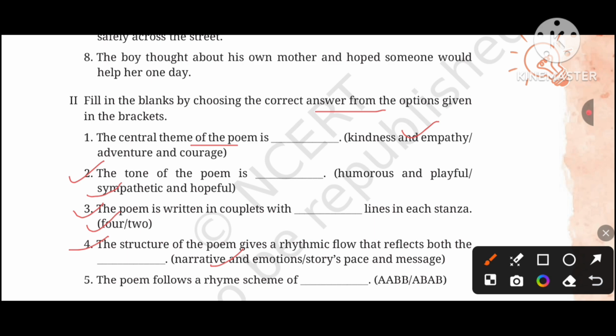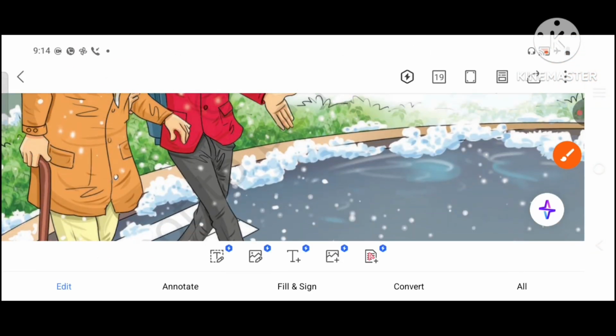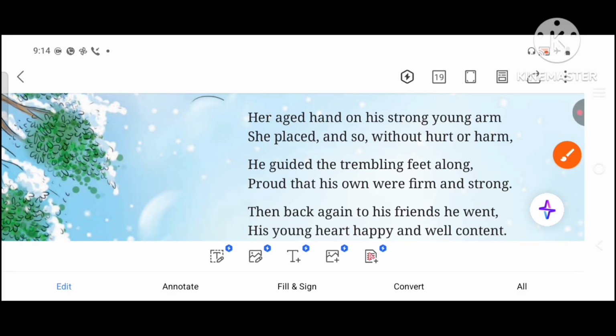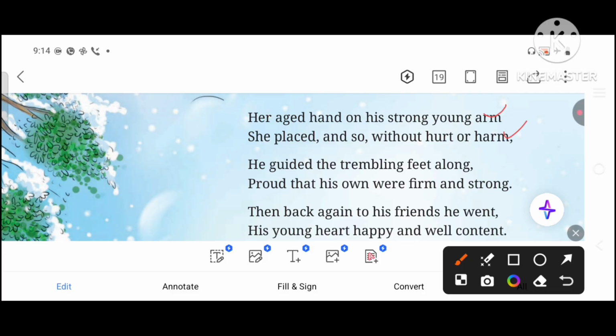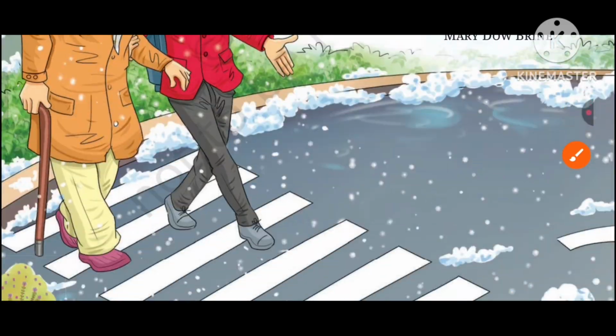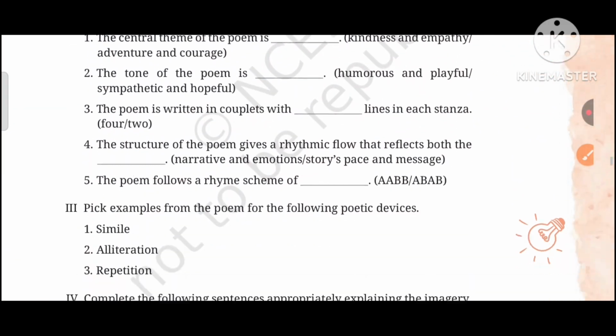The poem follows a rhyme scheme of, now here two options have been given. So the right option will be A, B, B. We can see the rhyme scheme here in the stanzas. See, her aged hand on his strong young arm. Arm rhymes with harm. So A. Now along, strong. The sound matches, that's why B. So the rhyme scheme of the poem will be A, B. Now let us see the next one.